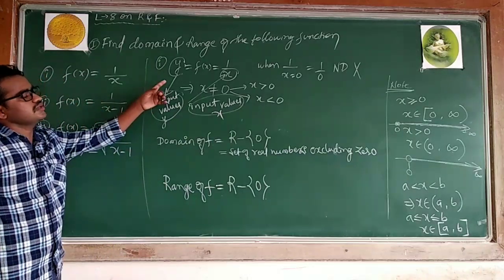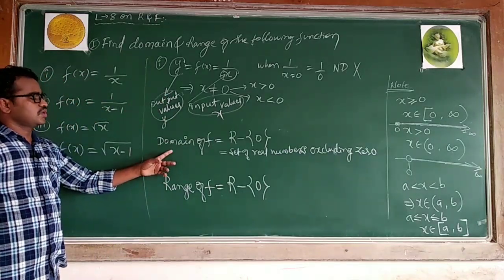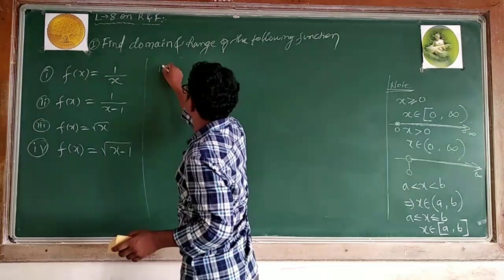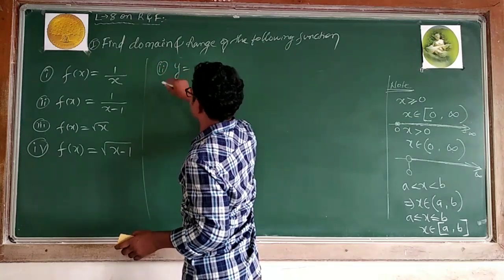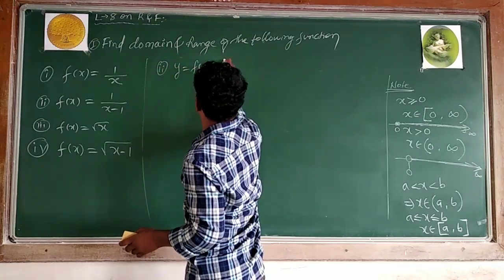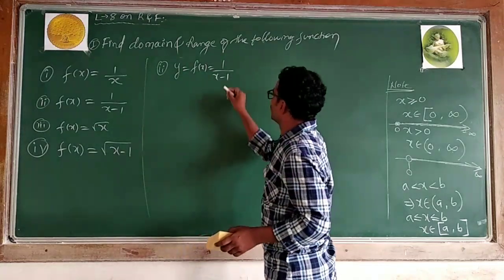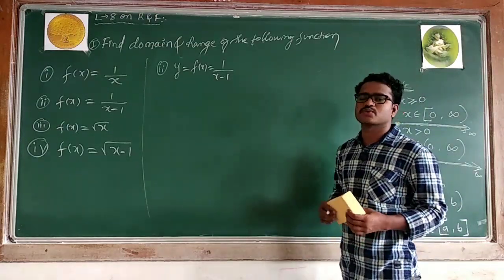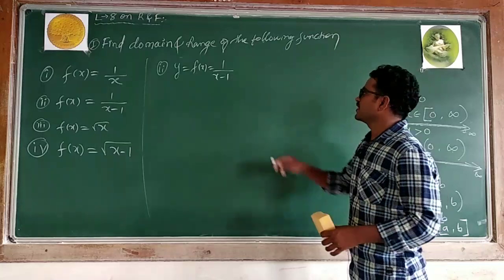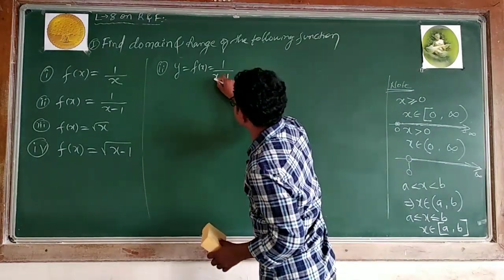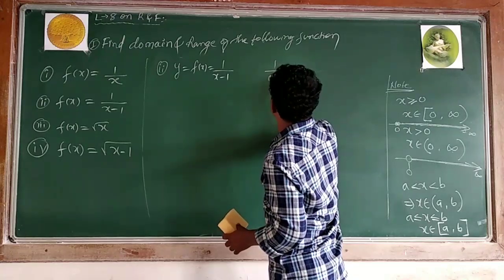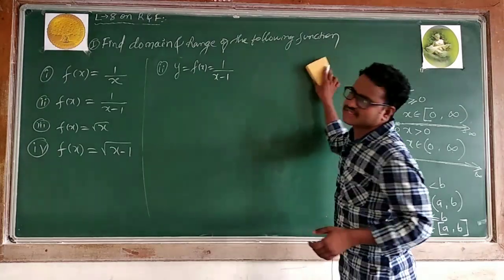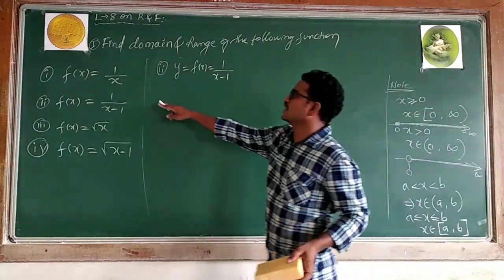What is the domain of this function? Set of real numbers excluding 0. Range is what? A set of real numbers excluding 0. Both are the same. f of x means I can say y is equal to f of x. f of x is the function 1 by x minus 1. Listen to me. When will the denominator of 1 divided by x minus 1 become 0? If x is 0, you can write 1 divided by 0 minus 1, which is 1 divided by minus 1. No problem, minus 1 you will get. So I can take x as 0 here, but only in this case.